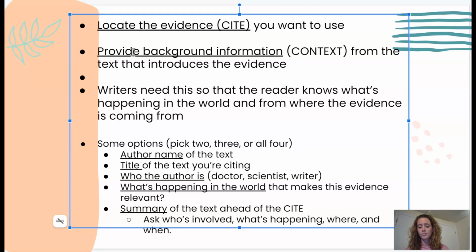Okay, that's another pretty stylistic way to introduce a piece of evidence. If you're reading a fiction book or a poem, sometimes we need a little summary. If I haven't read the short story, I need you to tell me what's happening in the story so that the evidence makes sense, right? Who's involved, what's happening, where is it happening, and just give us some of that context. Those who, what, where, when.